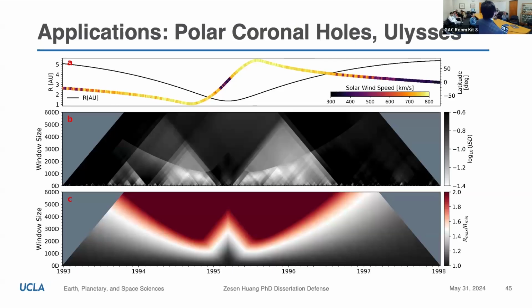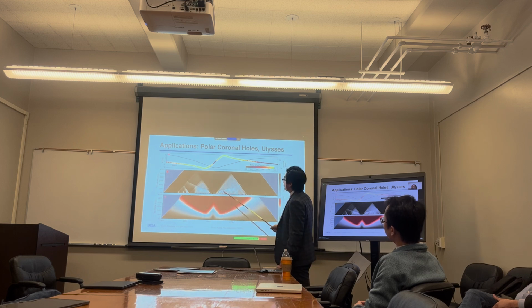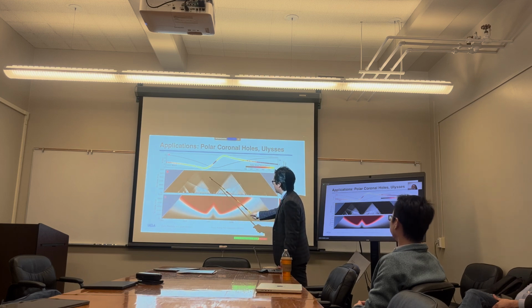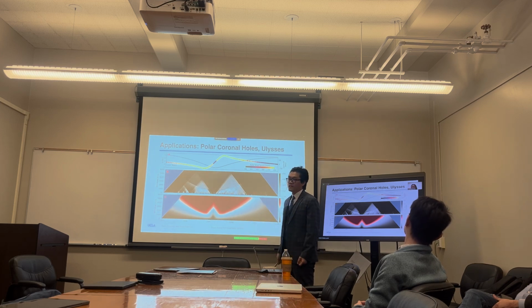So we can first apply this method to larger scales, for example, using Ulysses data. This is the first orbit of Ulysses, and we can do the same thing, calculating the Gaussianity at different scale and location. You can see these two pyramids here, and this boundary here is artificial.